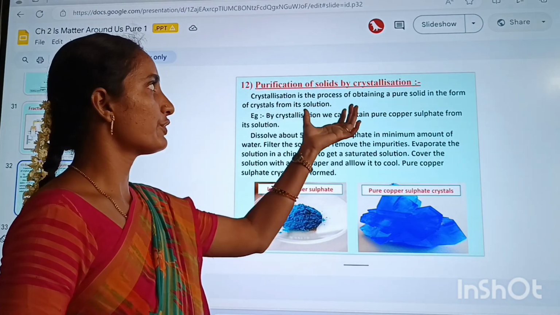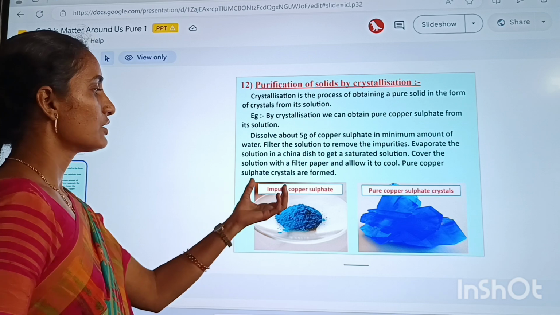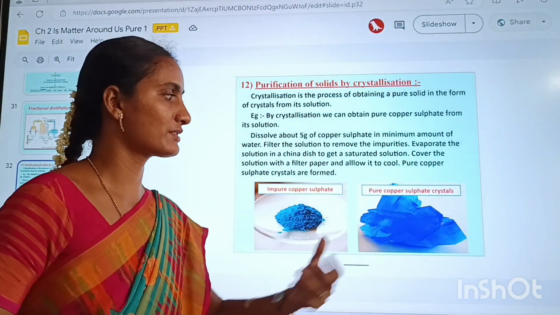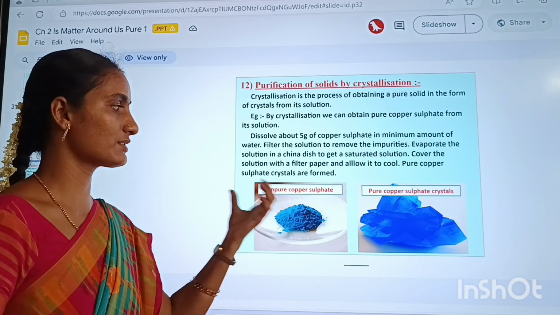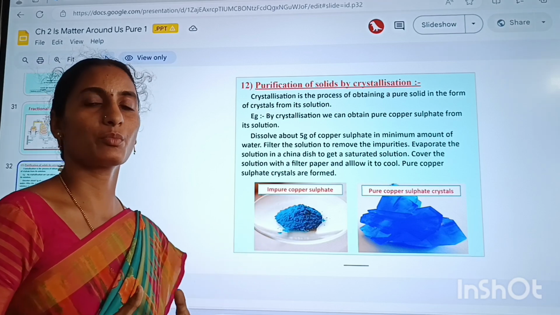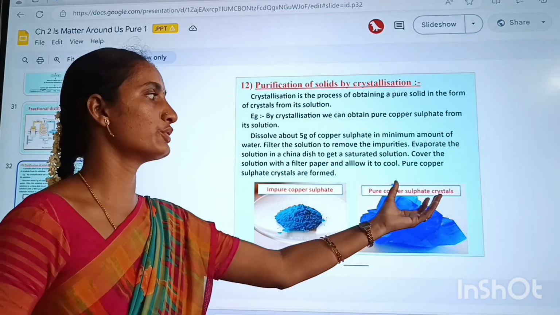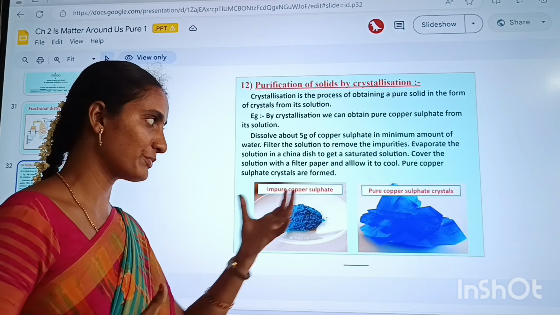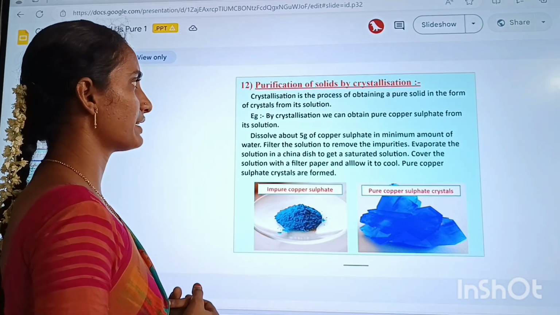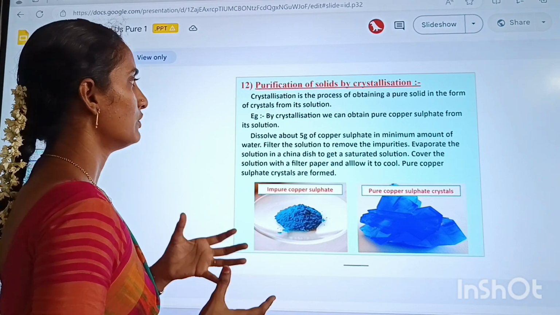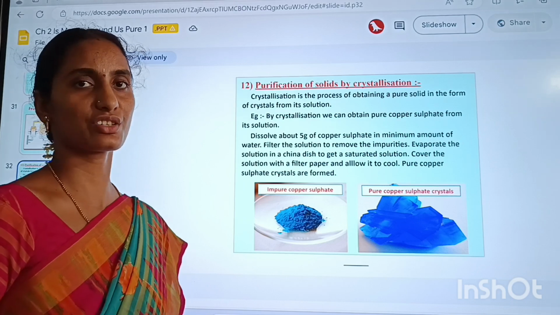Next is the purification of solids by crystallization. Impure copper sulfate and pure copper sulfate crystals. Copper sulfate is used in laboratories for the identification of ions, and these pure copper sulfate crystals are the pure form extracted from impure copper sulfate. These can be separated by crystallization. This is an example of the purification of solids by the crystallization process.